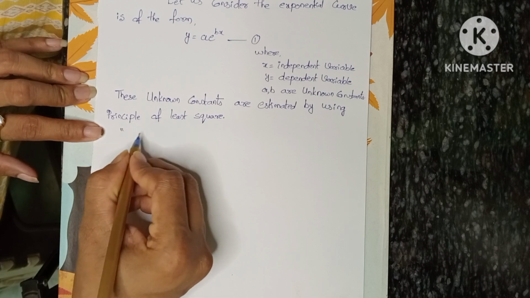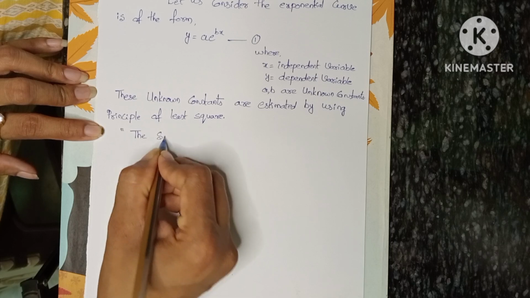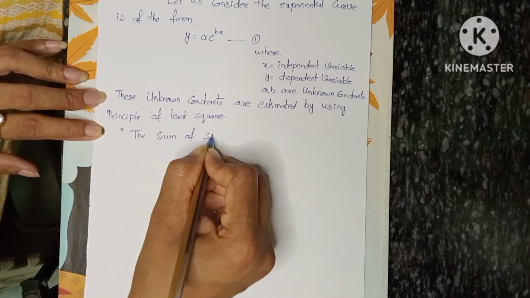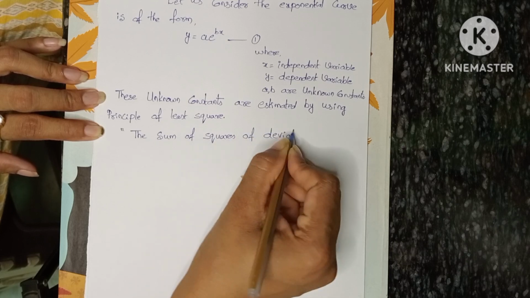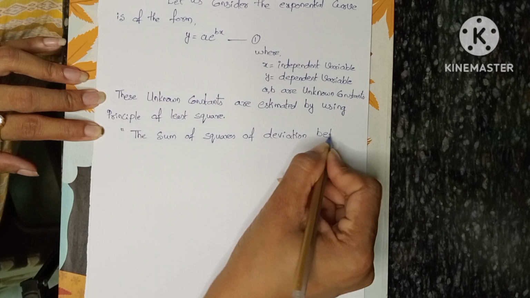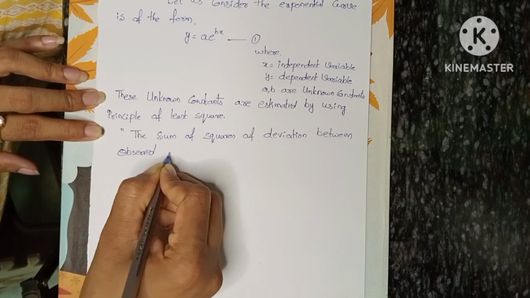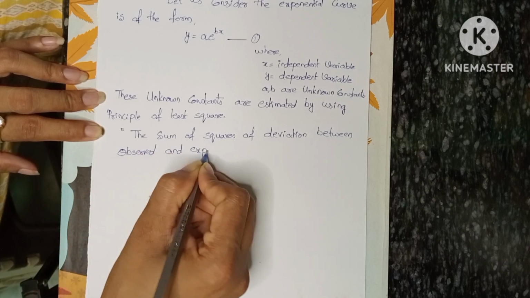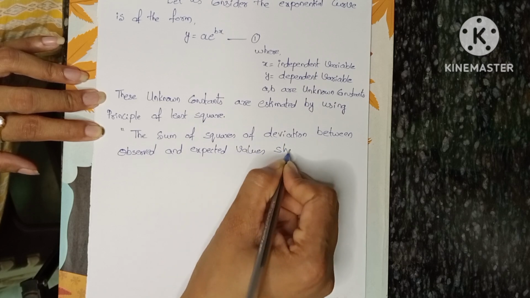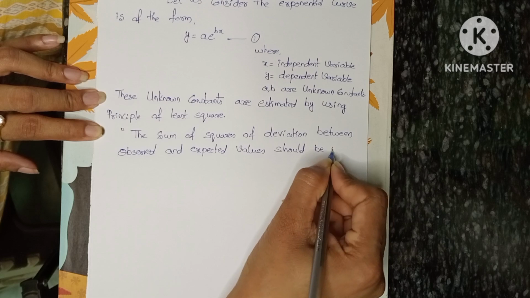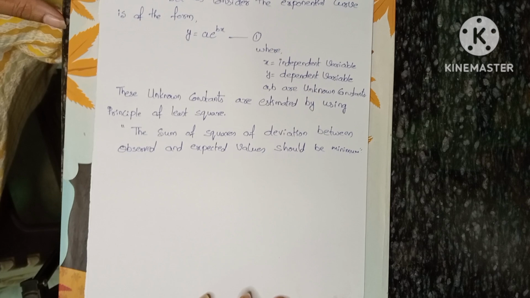So I am going to write the following one, that is, the sum of squares of deviation between observed and expected values should be minimum. Okay, so this is the statement we can say for the principle of least squares.